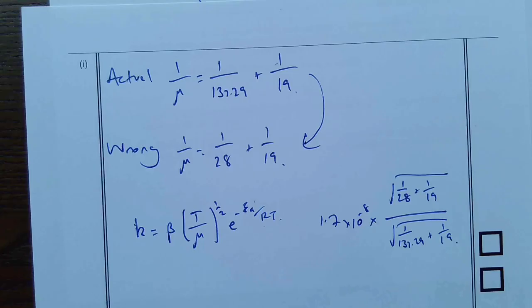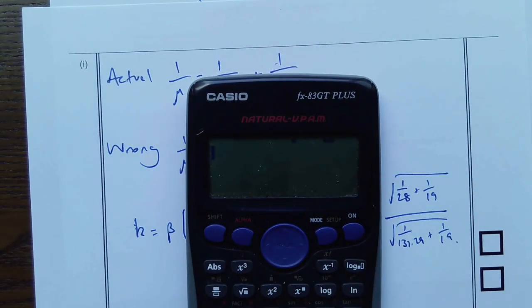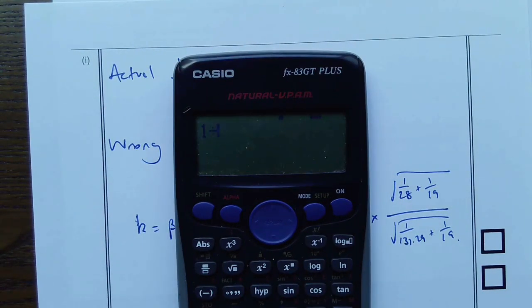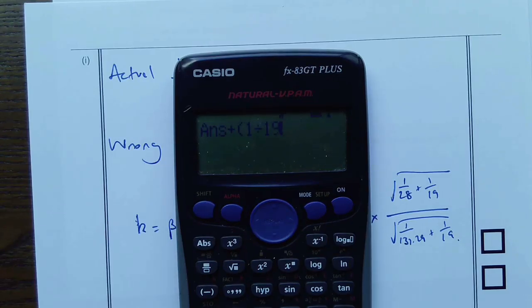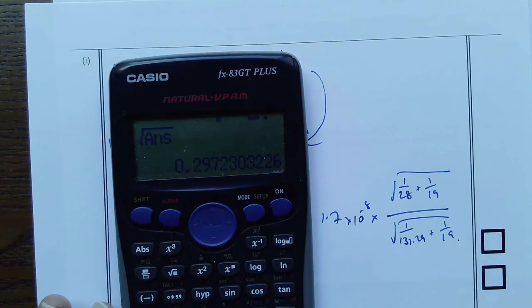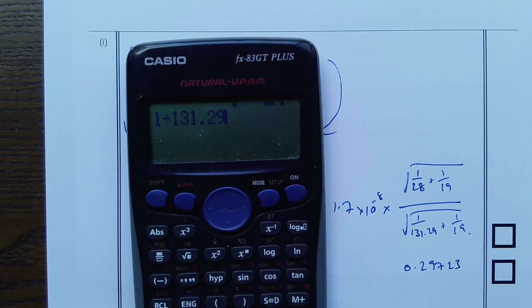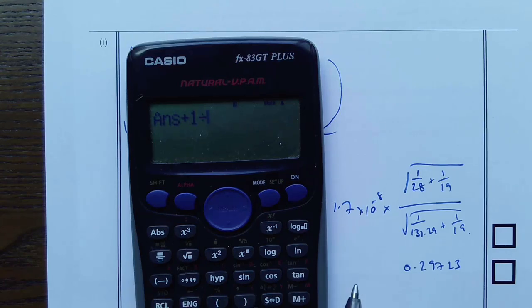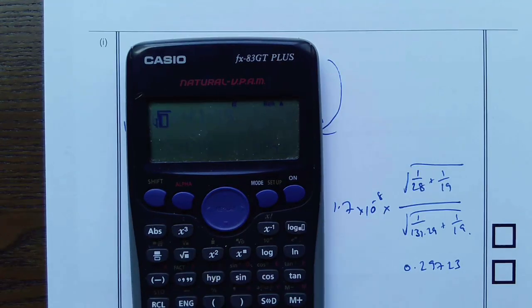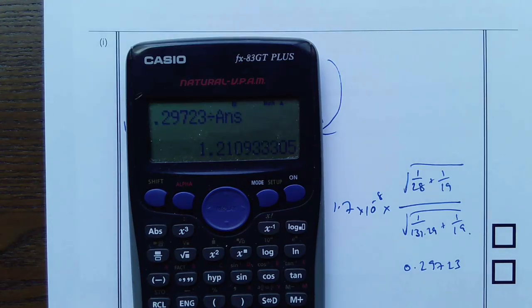Let me get my calculator back out again. So 1 divided by 28 plus 1 divided by 19, square root, gives me 0.29723. Then 1 divided by 131.29 plus 1 divided by 19, square root, gives me that. Then I do 0.29723 divided by that.